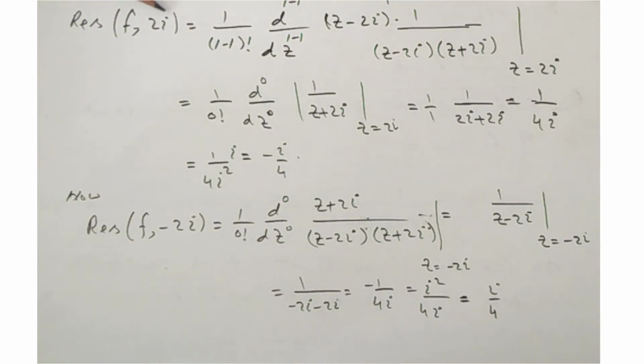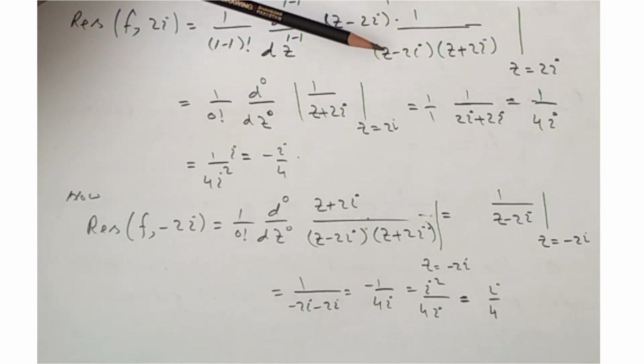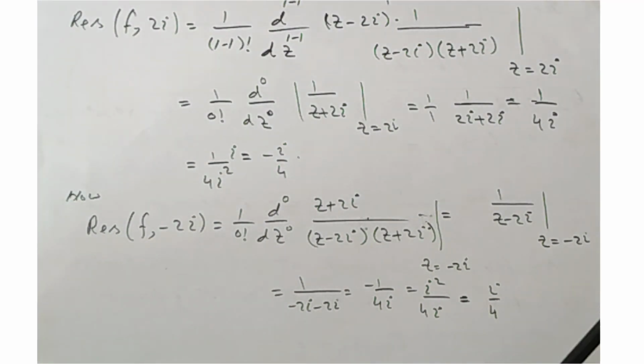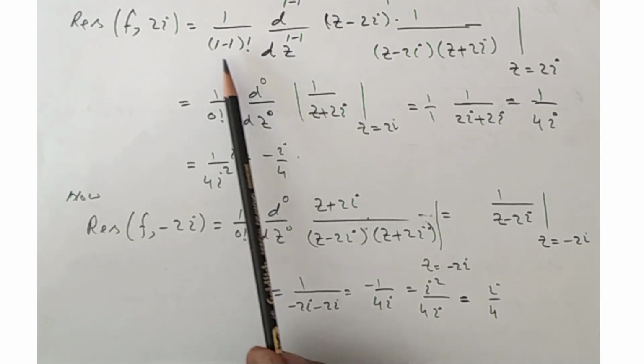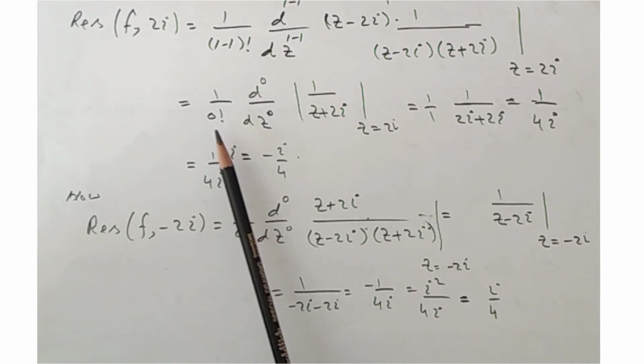Residue of the function at 2i: in place of n, we put n equal to 1, so this becomes (1 minus 1) factorial, d^(1 minus 1) over dz^(1 minus 1), of (z minus 2i) times 1 over (z minus 2i)(z plus 2i), at z equal to 2i. So this becomes 0 and this also becomes 0, and this is 0 factorial, which becomes 1.